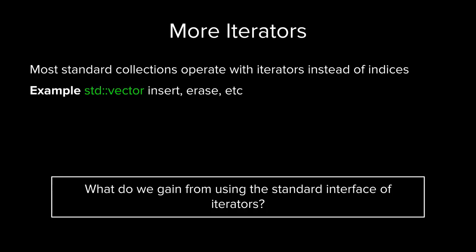Okay. And so just a quick question for you to ponder. Given what we know about templates and this implicit interface, where a template will compile if whatever type you pass it can call those methods in the template function, do you gain a lot by having this standard interface of iterators? I'm just going to leave it for you to ponder. What do we gain from having a standard interface of iterators?